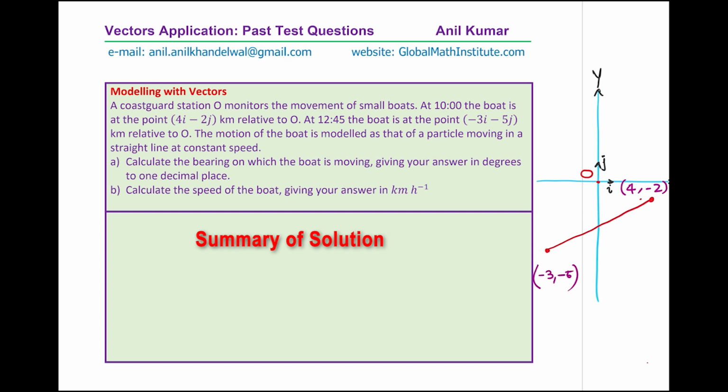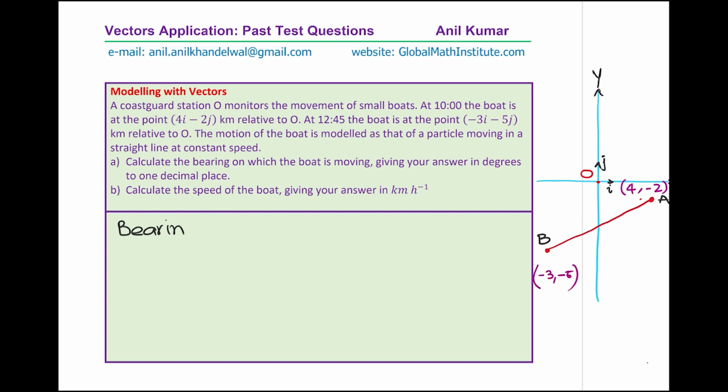So then we can use the coordinate plane and write down a point 4i minus 2j as shown here. Let me call this the starting point. Let's say this is point A and this is point B. We need to calculate the bearing on which the boat is moving, giving your answer in degrees to 1 decimal place. To find the bearing, let's understand what a bearing angle is.